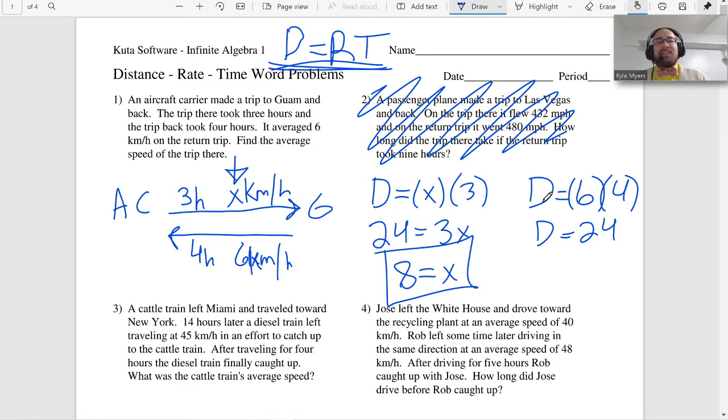Now notice I set them equal to each other, right? That's pretty much how you solve all of these. You either set them equal or you add them up.